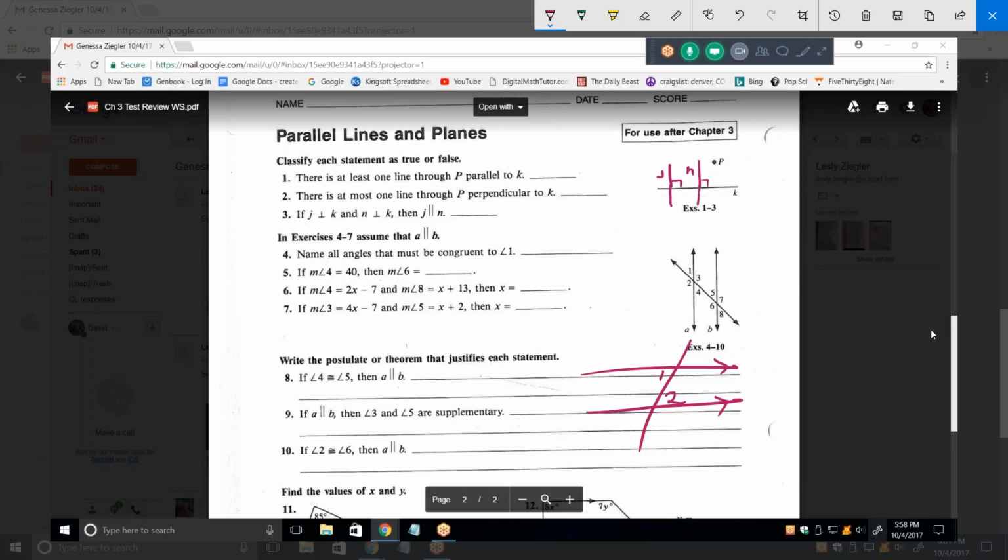And they're equal. Therefore, the two J and N is parallel. So all three of these are true. True, true, true. All right, let's look at number 4. Now I love these. These are pretty easy.